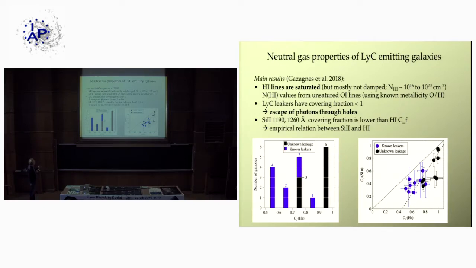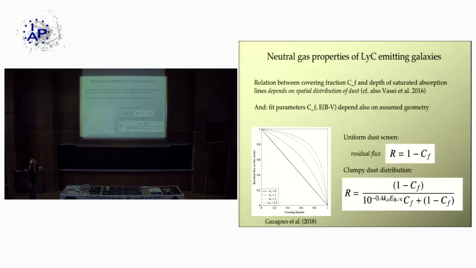Here you have a histogram showing the covering factors of the Lyman series lines from the leakers in this area here and the comparison sample. And you can see that you can compare the covering factors of different elements. You find some possible differences, etc. So these are some technical effects I will not discuss further.